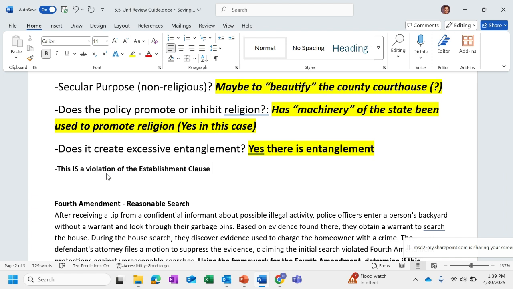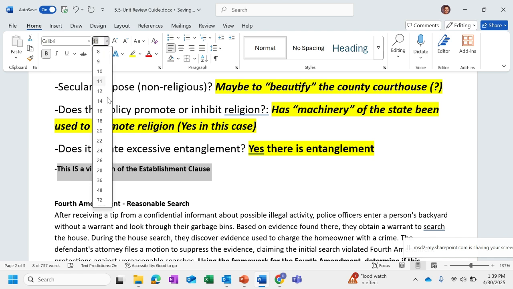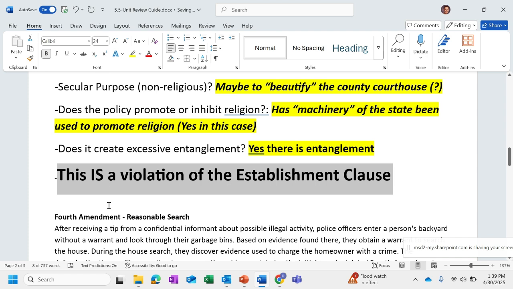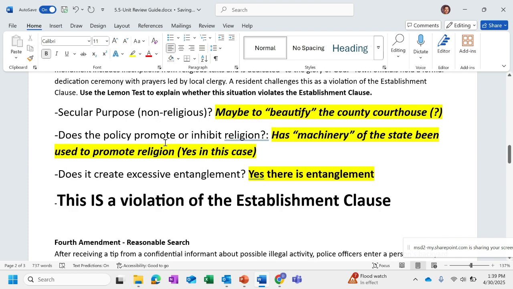Now, if it was donated and it was part of several different religions, and there wasn't a big ceremony to dedicate it and there weren't local clergy invited and all of that, that might be a little bit different. But I think based on this situation, we can say yes.